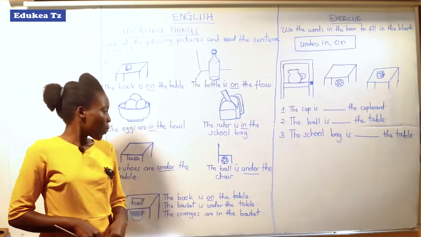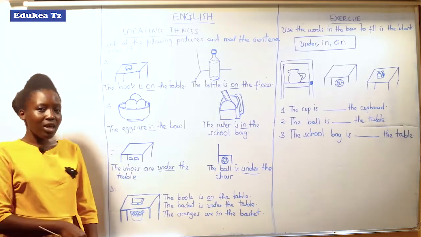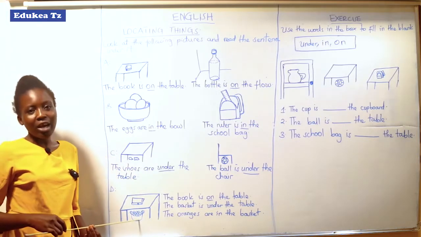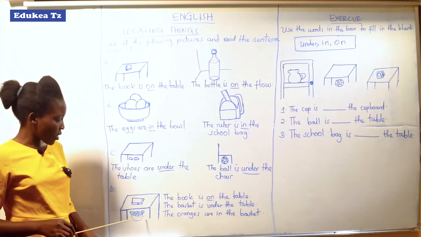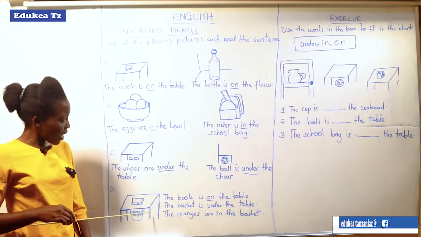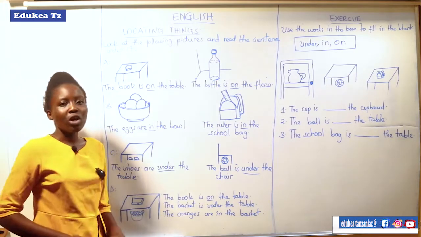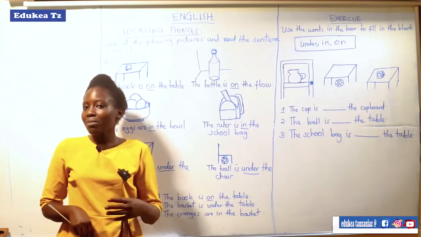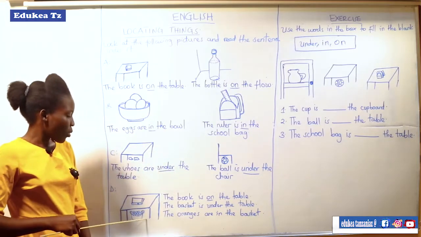on the table. The second one is the basket is under the table. As you can see here, in this picture of a table, under it there is a basket. If you remove these oranges, first of all there is a basket. This basket is under this table. So we say that the basket is under the table. So "under" helps us to know where the basket has been located or has been put in relation to this table.